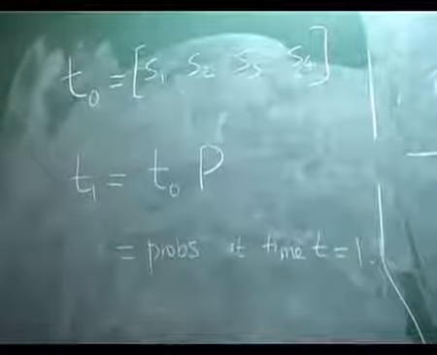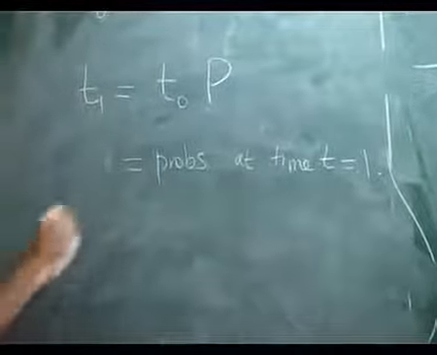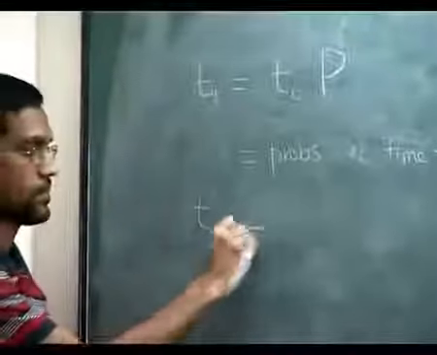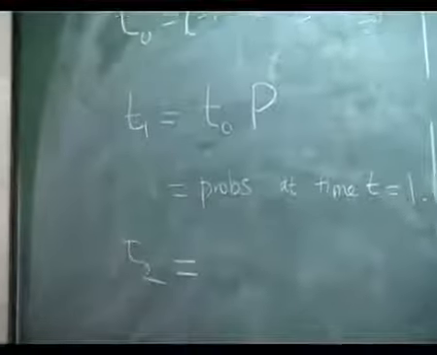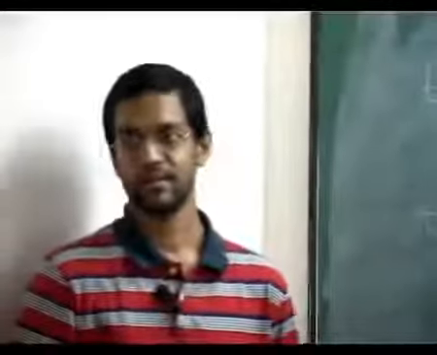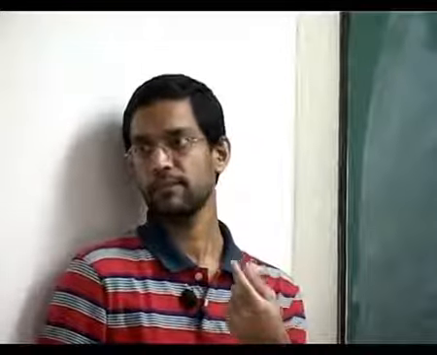After one jump. Now what is the vector of probabilities at time t equal to 2? Absolutely, right? So how can you land up in position I?